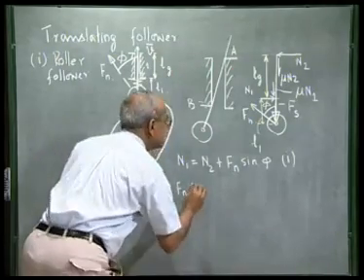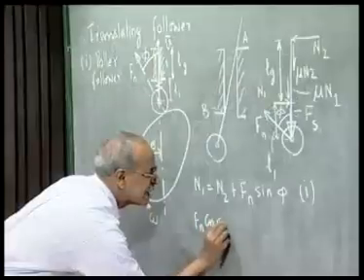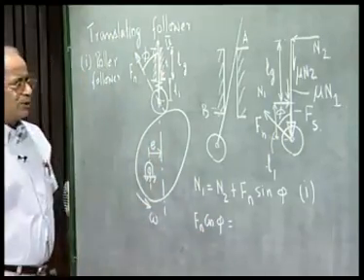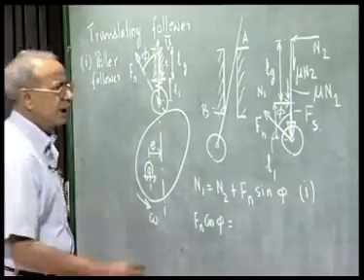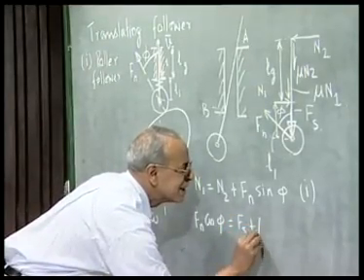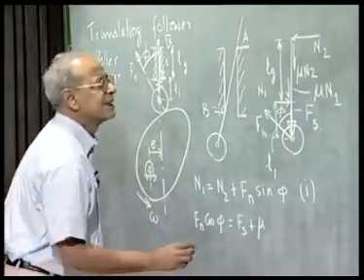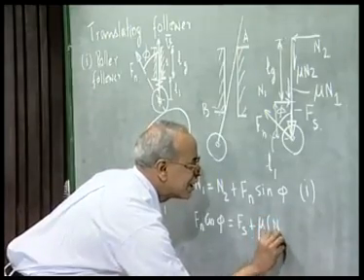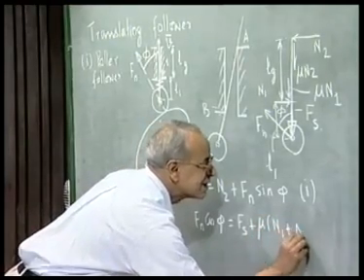Fn cosine phi is equal to Fs plus mu times N1 plus N2.